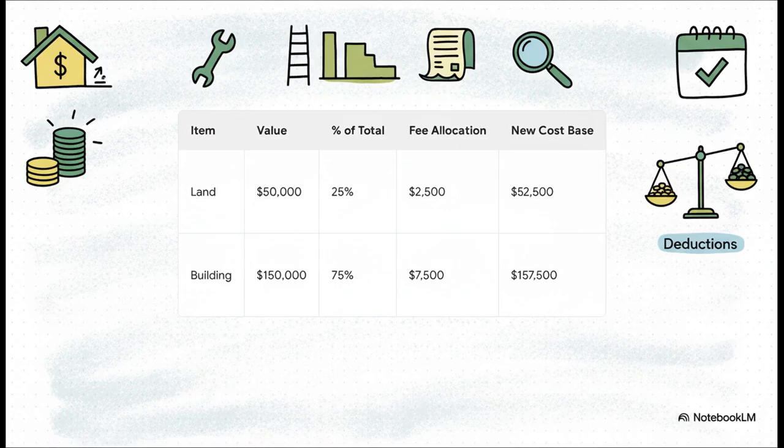So if the land is worth, say, 25% of the total property value, you add 25% of those legal fees, that's $2,500, right onto the cost of the land. The other 75%, or $7,500, gets tacked onto the cost of the building itself. This whole process increases what's called your cost base. And trust me, that becomes really important later on when you eventually sell the place.